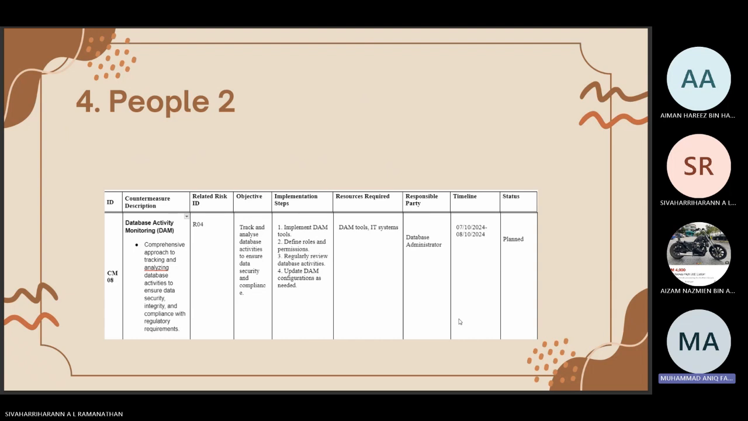Implementation steps include implementing DAM tools and defining roles and permissions for monitoring. The resources required are DAM tools and IT system, and the responsible party is the IT security team. The timeline is from July 10, 2024 with ongoing effort, and the status is in progress.